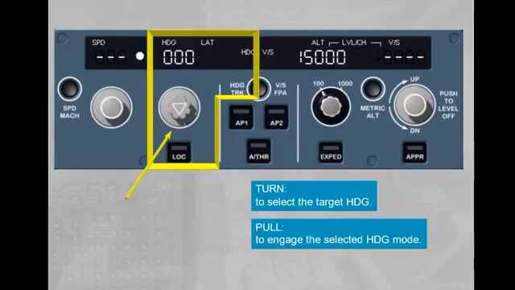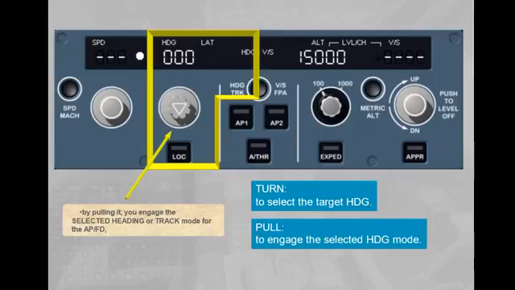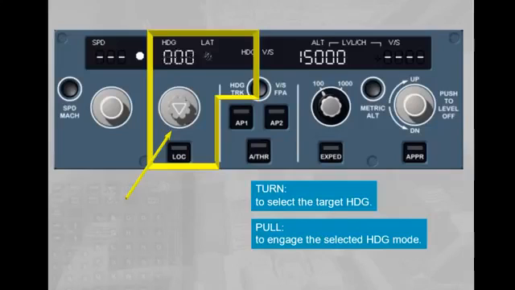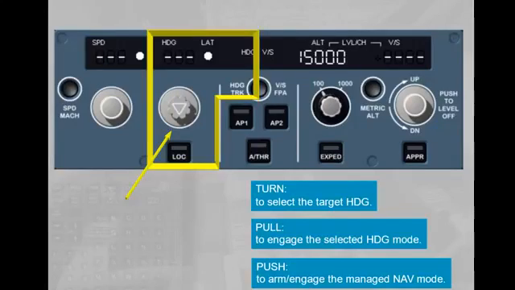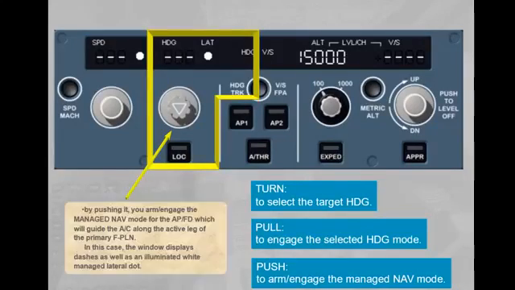By pulling it, you engage the selected heading or track mode for the autopilot flight director. By pushing it, you engage the managed navigation mode for the autopilot flight director, which will guide the aircraft along the active leg of the primary flight plan. In this case, the window displays dashes as well as an illuminated white managed lateral dot.